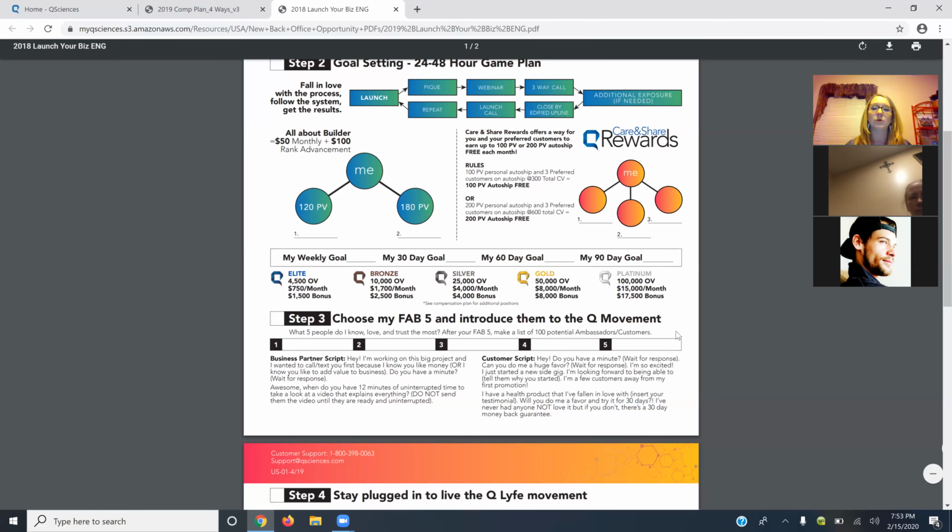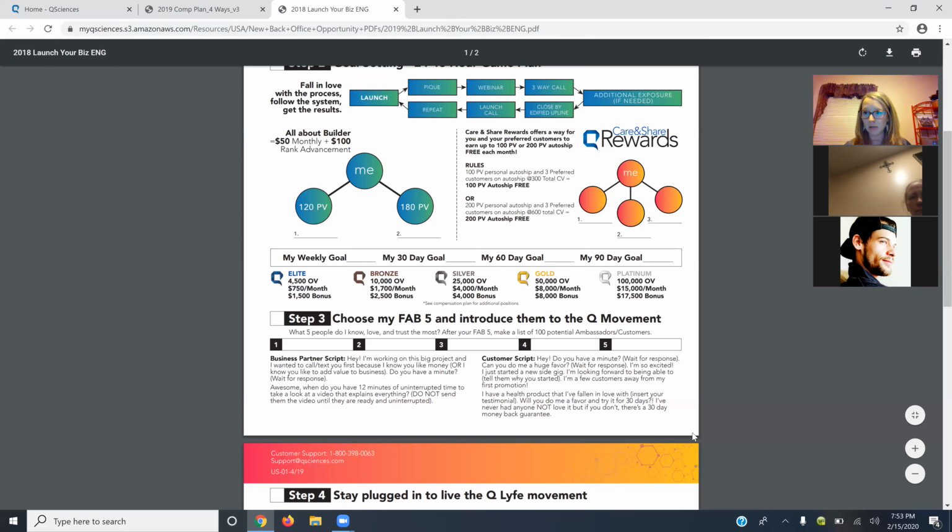So know that. 3 customers, all on auto ship, totaled in 300 in orders, your stuff is free the following month. If you get that customer volume up to 600 between 3 or more people and 3 auto ships on, boom, you get 2 auto ships for free. They want to reward you.